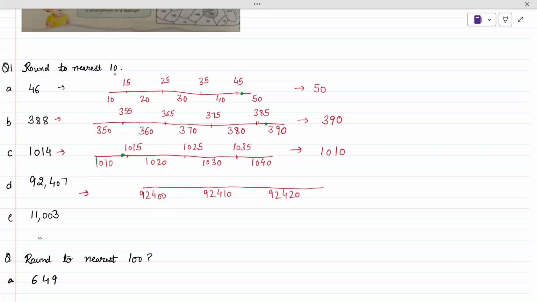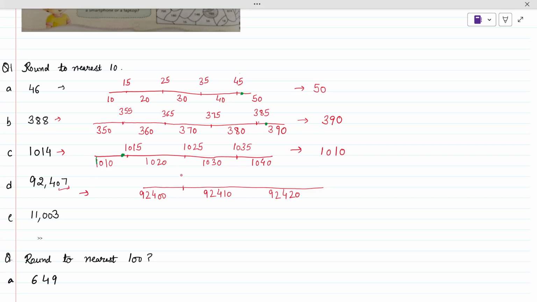हमने ये क्यों लिया? Because we have to find the nearest 10, तो हम सिर्फ 10 के differences पे नंबर लेंगे. So that's why I have started from 92400, because we have to consider the tens place. This is ones place, this is tens place. So I am changing intervals only till the tens place. Okay, so that's why I'm taking this one. Now I'm taking their midpoints also.